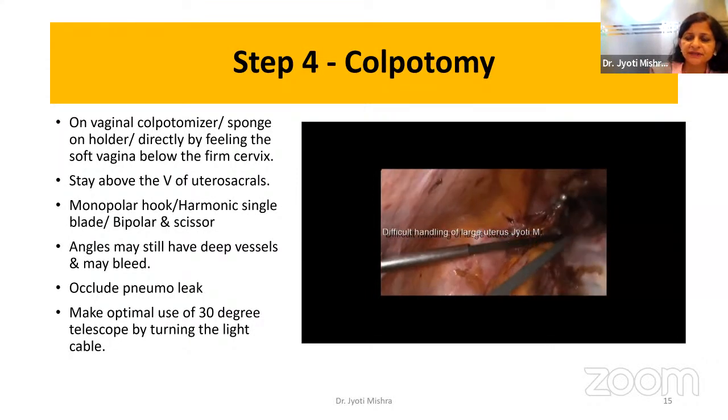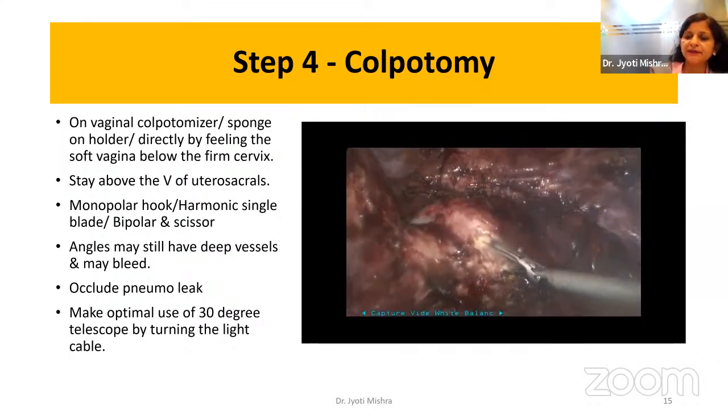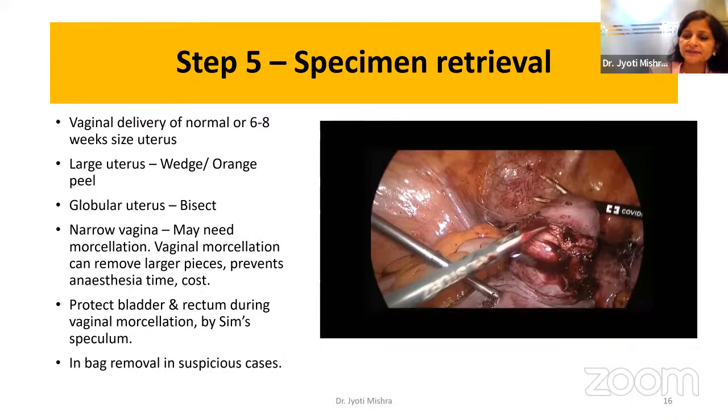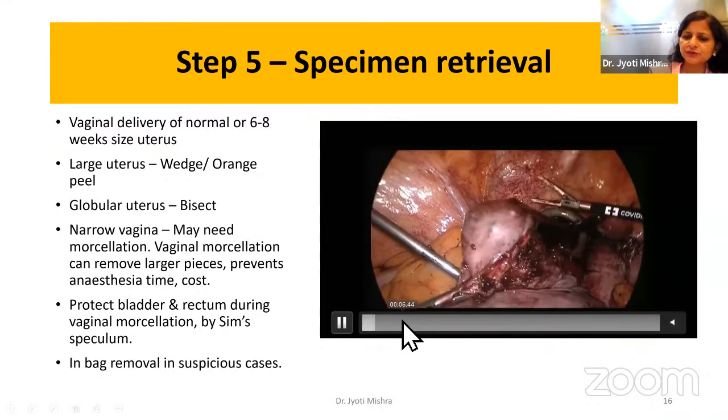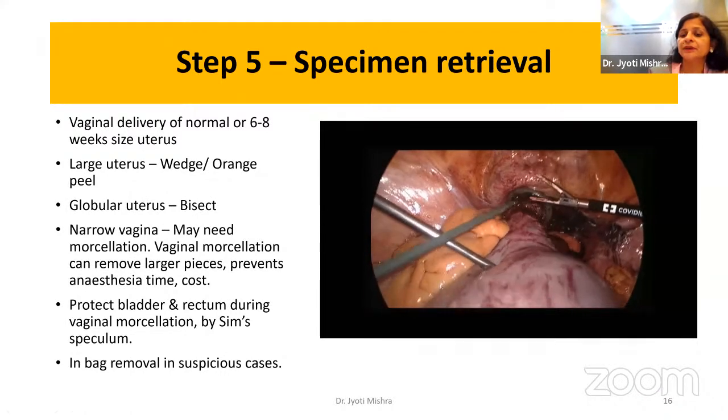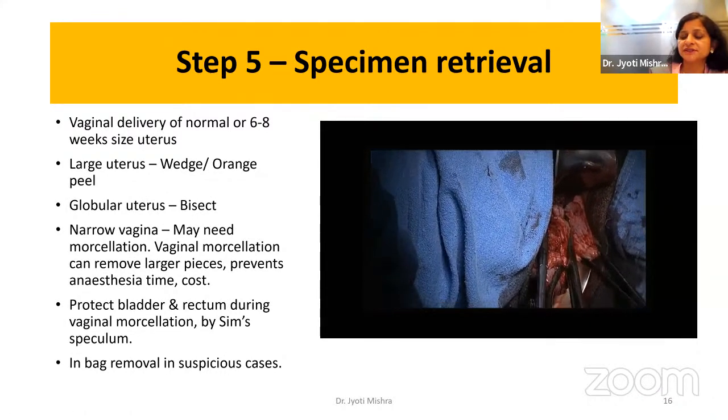Next step is delivery of the uterus. And during all this, make good use of your 30-degree telescope. So the assistant should know where to turn the cable. The next step is specimen delivery. So any size of uterus, usually the cervix looks the same. Uterus may be very big or small. Now you push this into the vagina, and the assistant can take it.